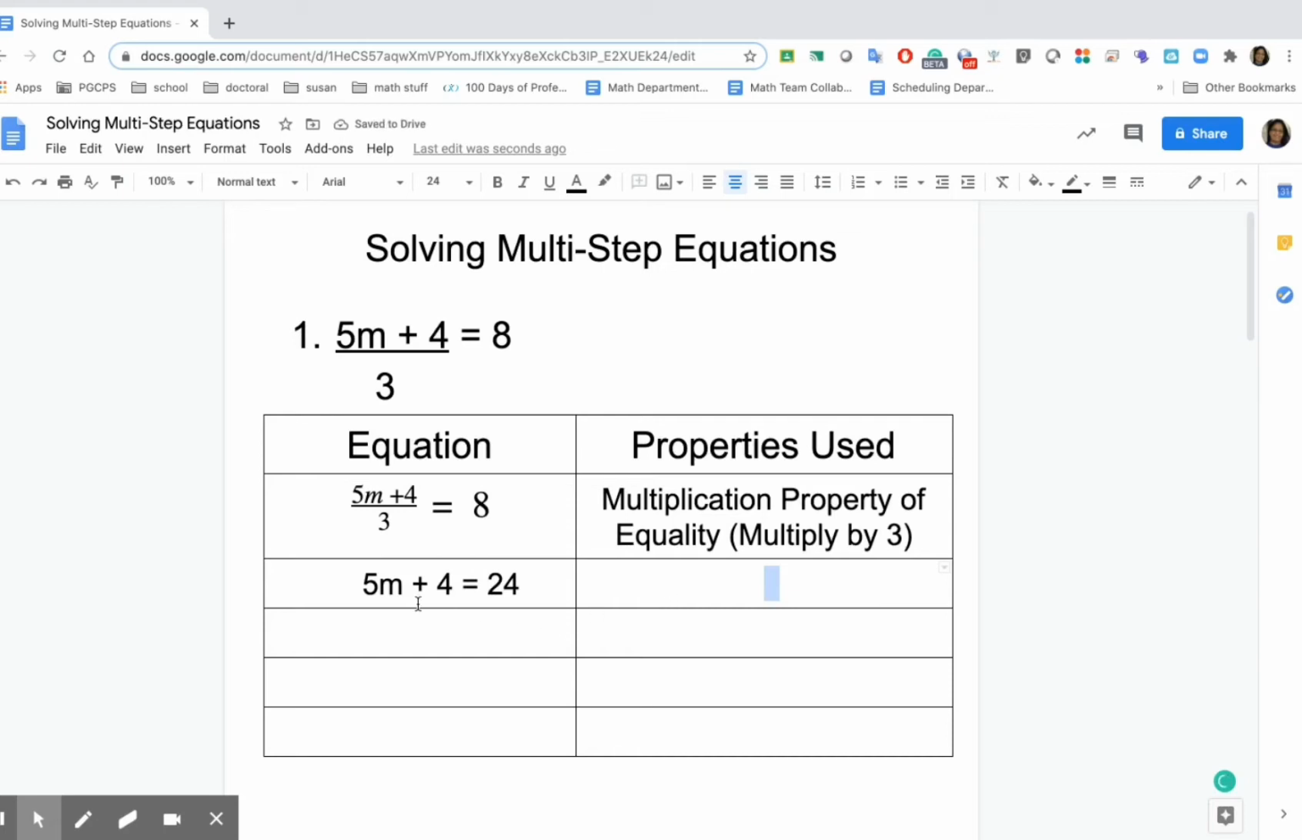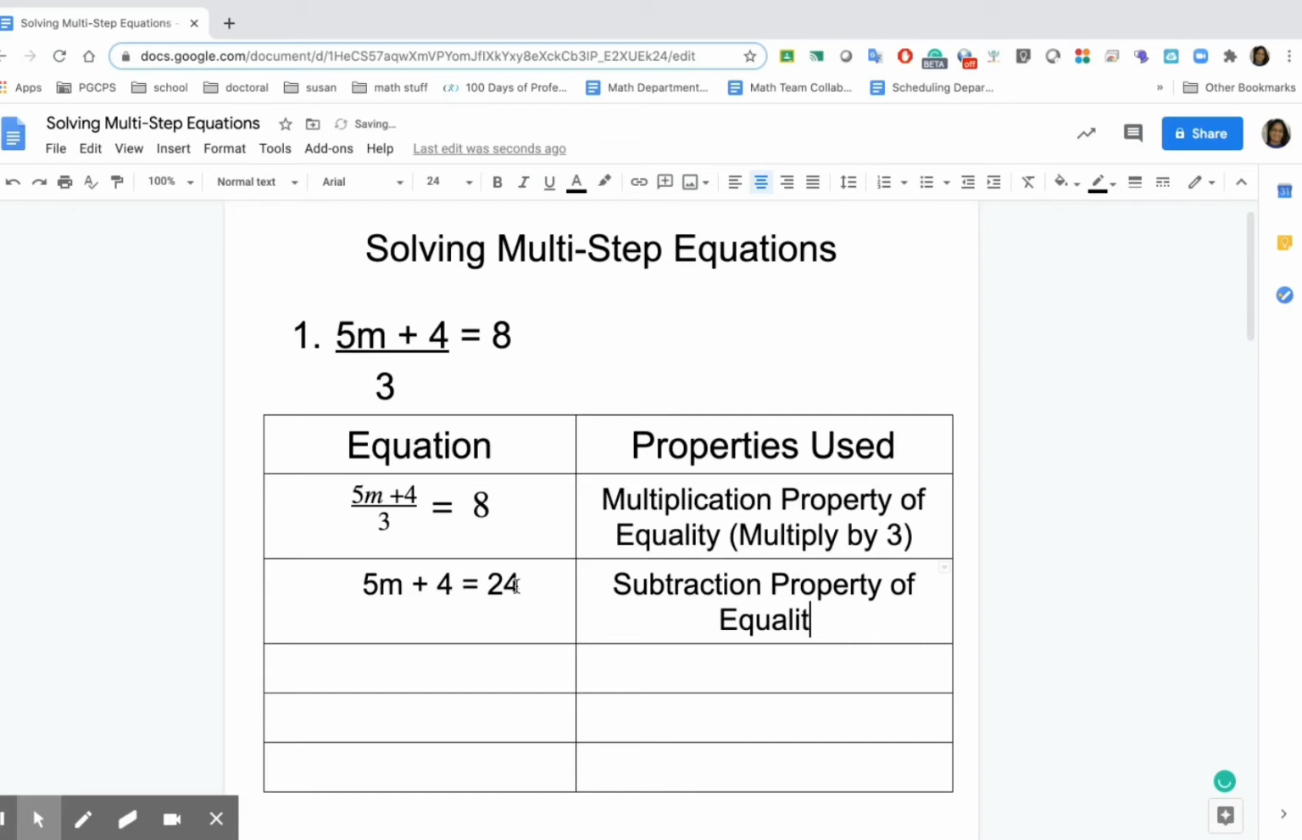So next we need to eliminate 4. We'll use the subtraction property of equality, which means we will subtract by 4. Now the left side will become 5m and the right side will be equal to 20. The new equation now is 5m equals 20.